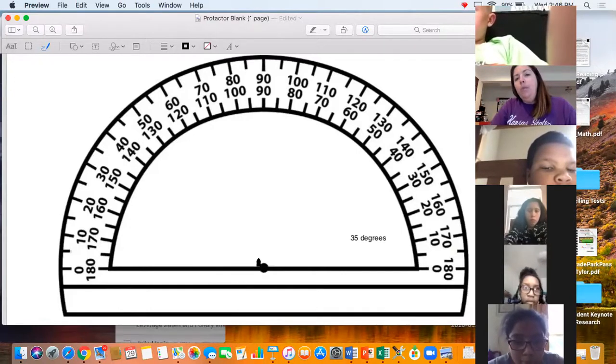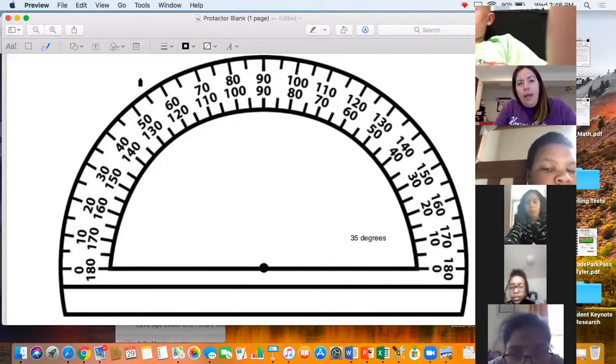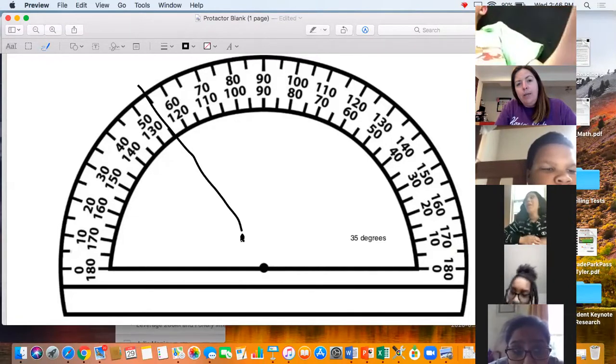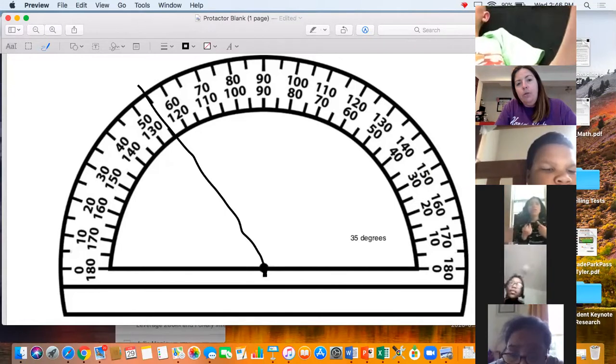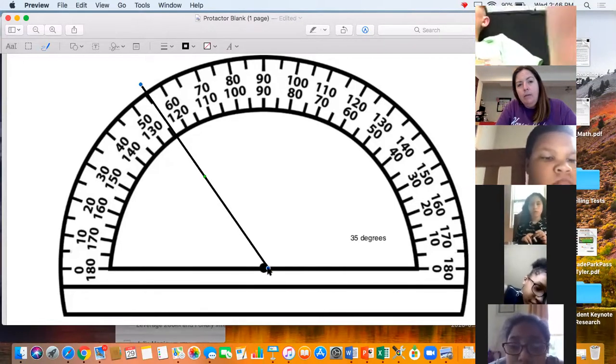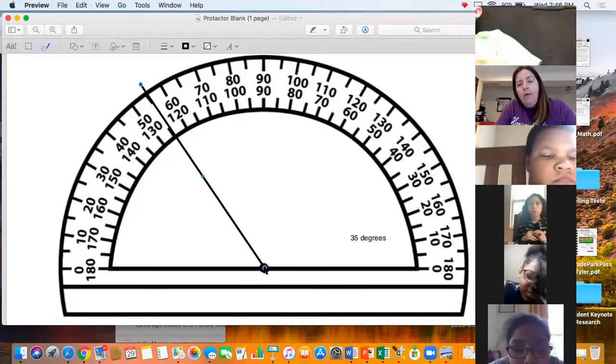Now, when you measure, I'm going to draw an angle here, and I'm going to start outside my protractor. I'm going to go straight to the midpoint, okay? Now, here we go.